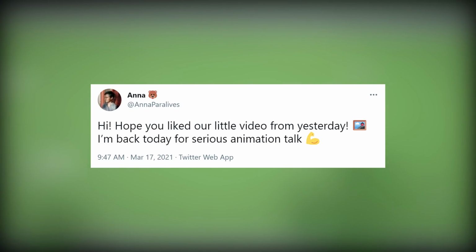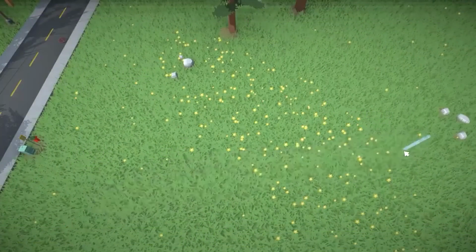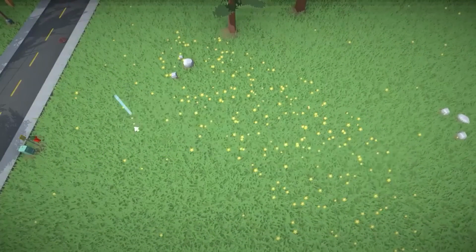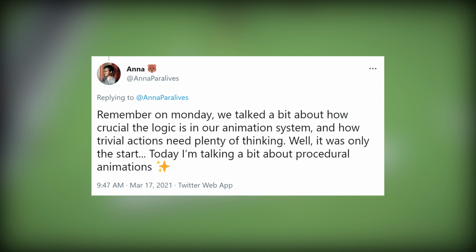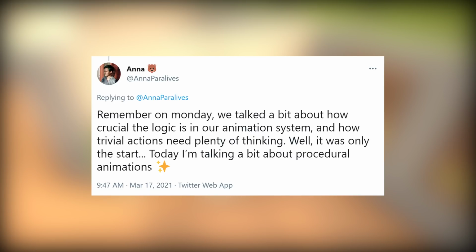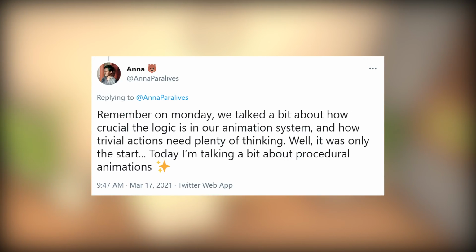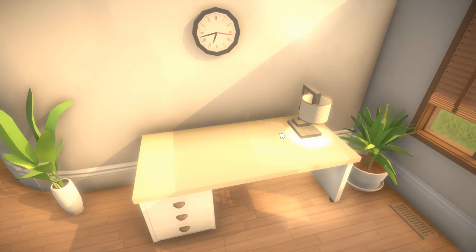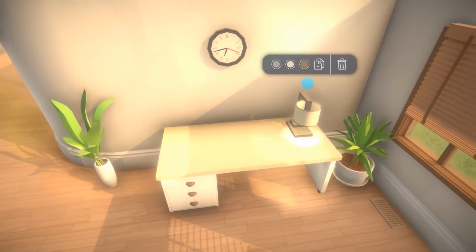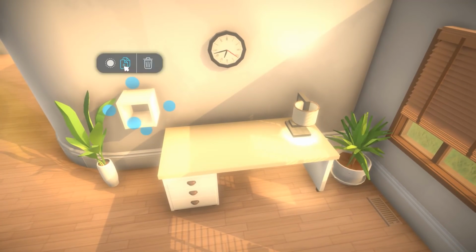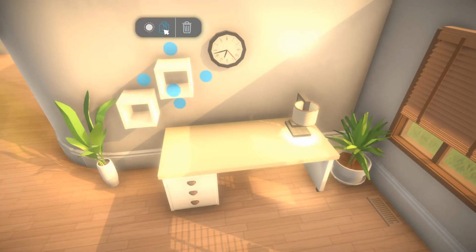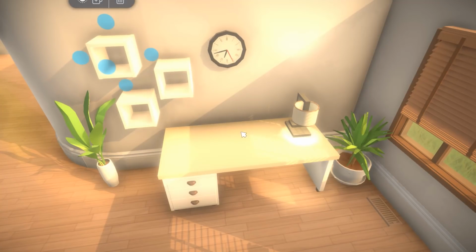But she continues, "I am back today for serious animation talk." So it looks like we're going into some behind the scenes in terms of animation on Paralives. "Remember on Monday, we talked a bit about how crucial the logic is in our animation system and how trivial actions need plenty of thinking? Well, it was only the start. Today, I'm talking a bit about procedural animations." I keep reading that word. I saw that word in one of the job postings for EA's Sims 5 game, but I still don't understand what that is. But I guess in this thread, we're going to find out what it is and how it works.